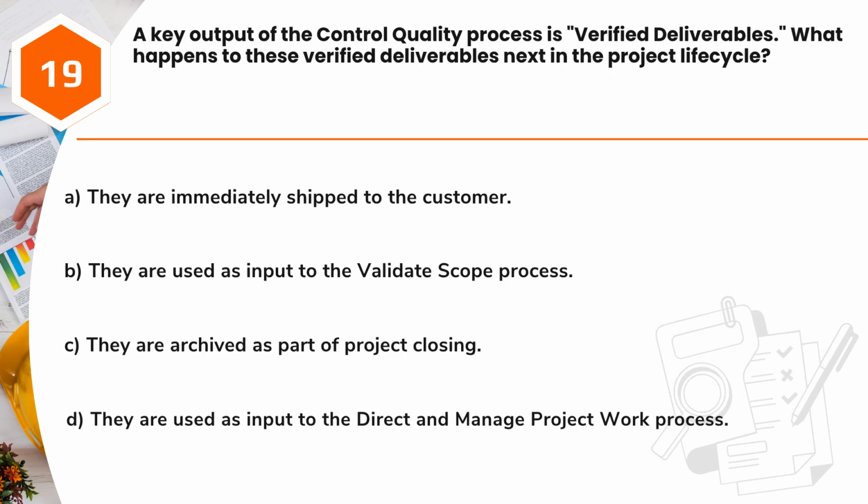Question 19. A key output of the control quality process is verified deliverables. What happens to these verified deliverables next in the project lifecycle? A. They are immediately shipped to the customer. B. They are used as input to the validate scope process. C. They are archived as part of project closing. D. They are used as input to the direct and manage project work process.